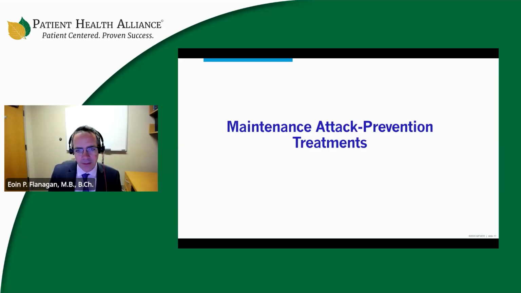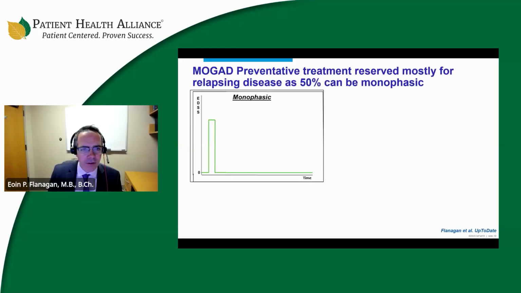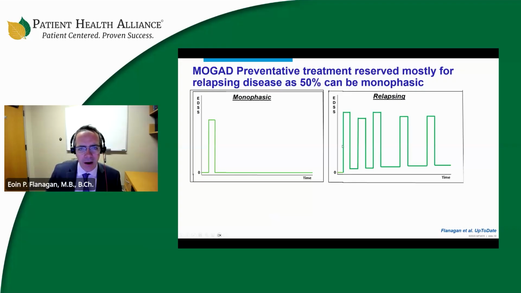So the second step, after we treat the acute attack and we try and get as much recovery as we can, then we want to decide, do we need to try and prevent future attacks, and what is the risk of future attacks? And the interesting thing about MOGAD is that it kind of splits in two. About half of patients will never have another attack. So that group is what we call monophasic, or they just have a single attack. So we don't want to put all of these patients on long-term immunosuppression and increase the risk of infection and complications, and it's very costly if they're destined never to have another attack.